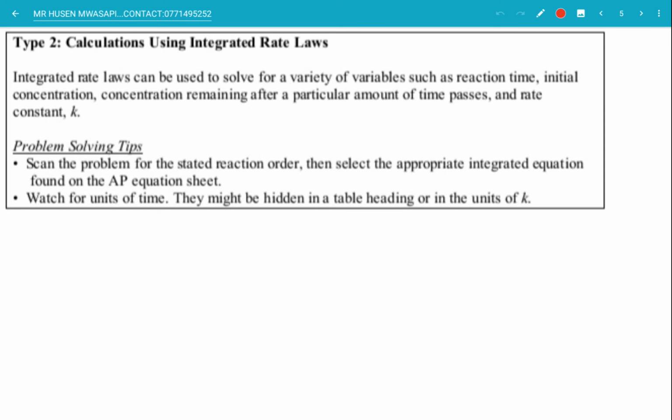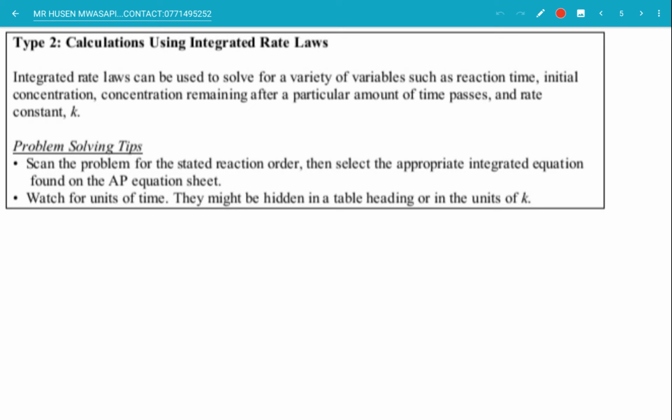So the only way you can solve this is by first scanning the problem that you have been given. Whenever you scan the problem for the stated reaction order, you then have to select the appropriate integrated equation that is found on the summary table that I gave you, which is the AP equation sheet. Then watch for units of time. They might be hidden in a table heading or in the units of K. Because sometimes the order might be in the units of K. They might give you the units, and those units will represent the order of that particular reaction. So don't forget about that.